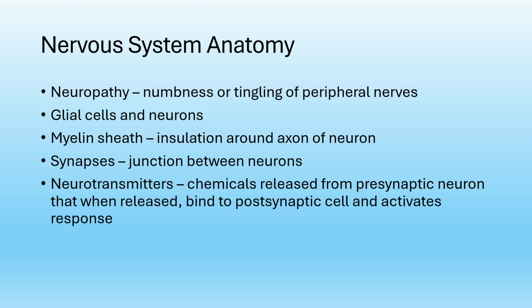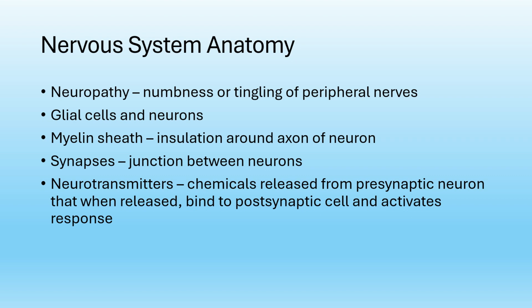Neuropathies are numbness or tingling of the peripheral nerves. Peripheral nerves, remember, are any nerves that are outside of the spinal cord or the brain. Glial cells are supporting cells. Neurons are the ones that are capable of sending that electrical impulse. The myelin sheath is basically its insulation that's around the axon, the long extension from the neuron. The action potential, or the electrical charge or electrical impulse, is traveling down that axon. Synapses, that's the junction between neurons. It may be neuron to neuron, it could be neuron to muscle, neuron to gland.